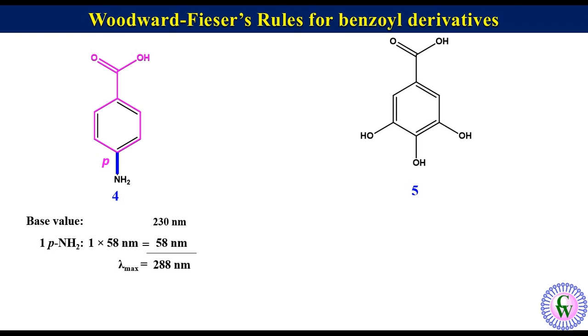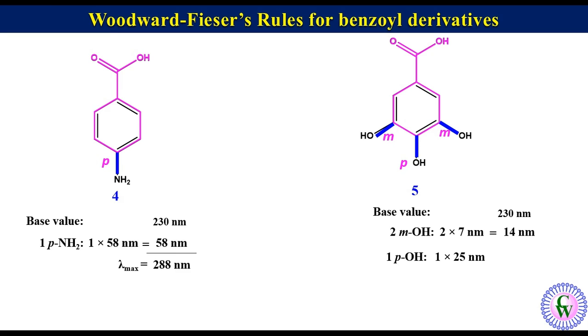Compound 5. This is also an aromatic carboxylic acid. So, the base value will be 230 nanometer. There are two meta hydroxy groups. So, addition for two meta hydroxy groups will be 2 into 7 nanometer is equal to 14 nanometer. There is a para hydroxy group. So, addition for one para hydroxy group will be 1 into 25 nanometer is equal to 25 nanometer. Thus, lambda max will be 230 plus 14 plus 25 is equal to 269 nanometer.